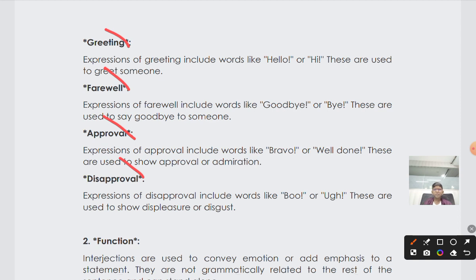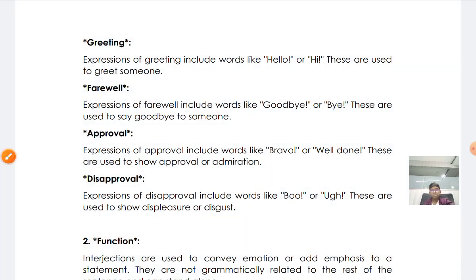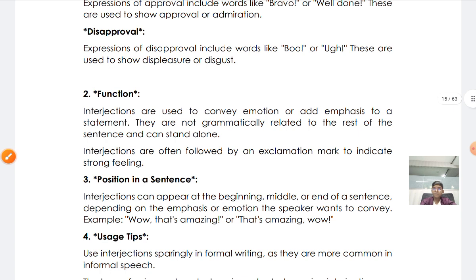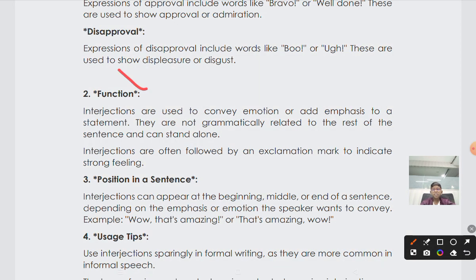Disapproval. Expressions of disapproval include words like boo. These are used to show displeasure or disgust. So next we are going to look at the functions. Interjections are used to convey emotion or add emphasis to a statement. They are not grammatically related to the rest of the sentence and can stand alone. Interjections are often followed by an exclamation mark to indicate strong feeling.